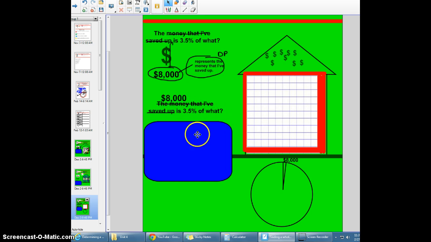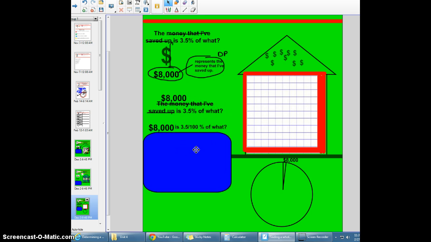$8,000 is 3.5% of what? I wrote it more mathematically. $8,000 is 3.5 hundredths of what? I'm going to scratch that percentage sign that shouldn't be there off. Sorry. Trying to get to the pen. $8,000 is 3.5 hundredths of what? Okay, so here's what we know.